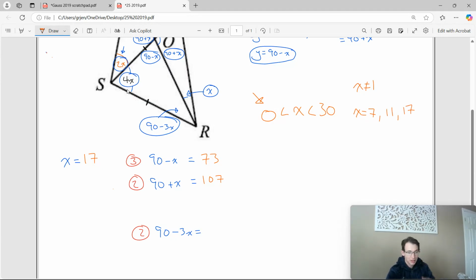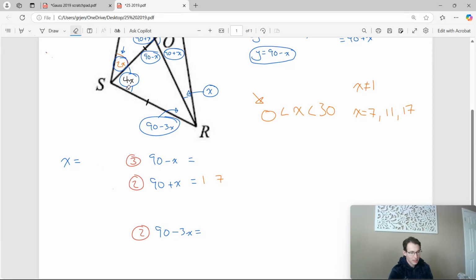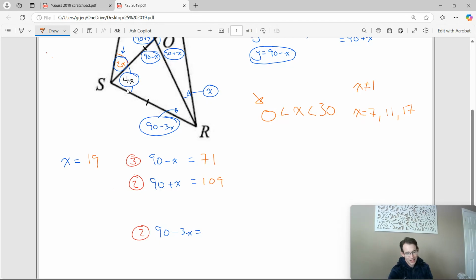We're doing pretty good. Okay, let's try 19. 71, ding, ding, ding, 109. If you said 109 is prime, you're right. It's not divisible by 7. So that works.